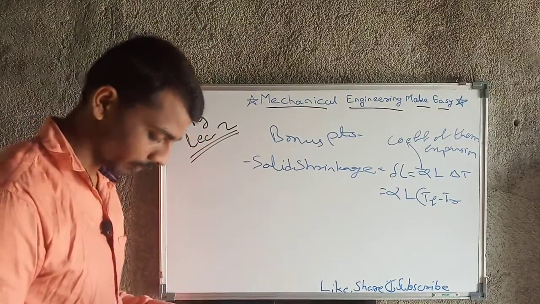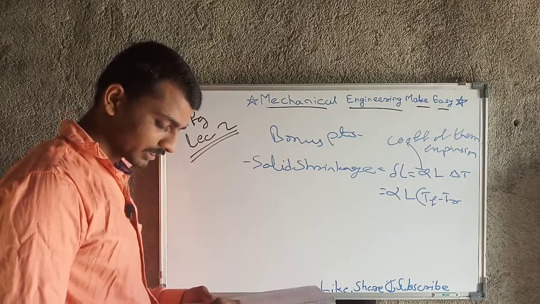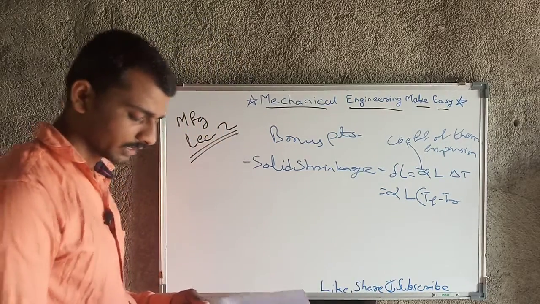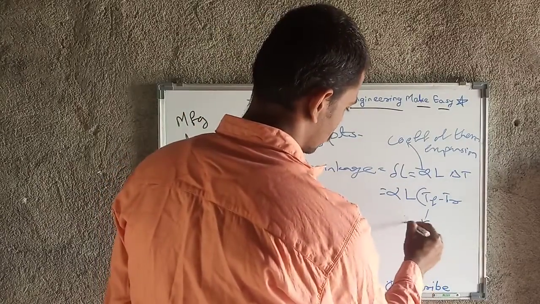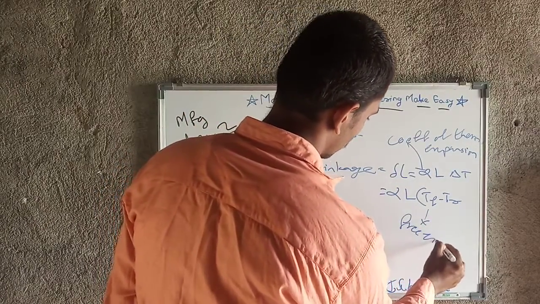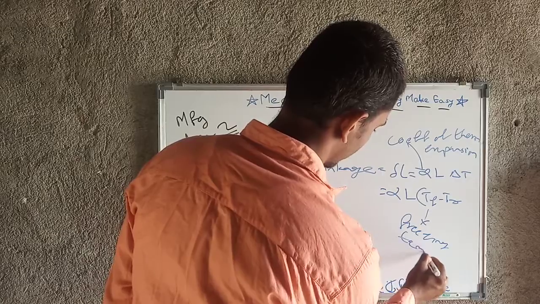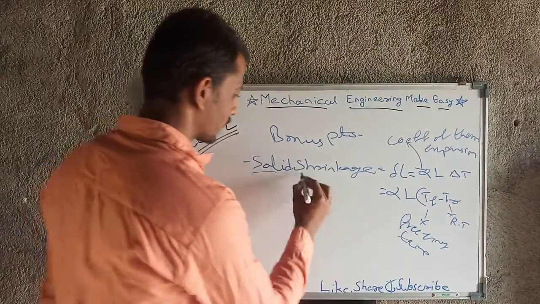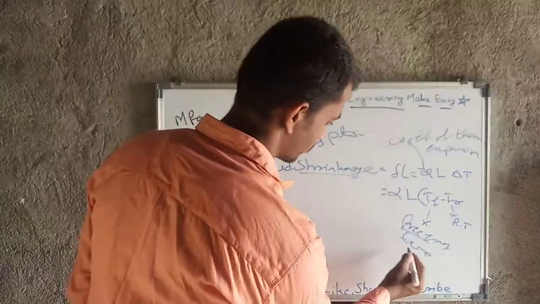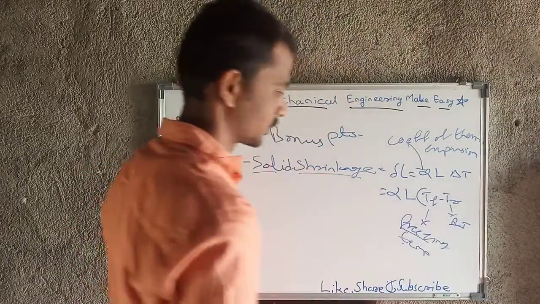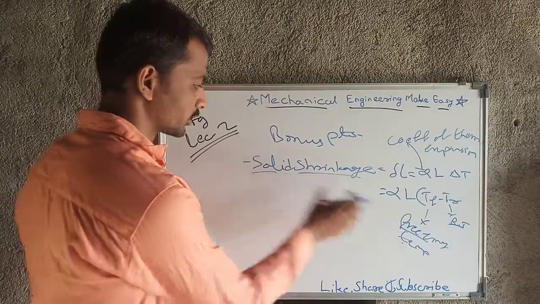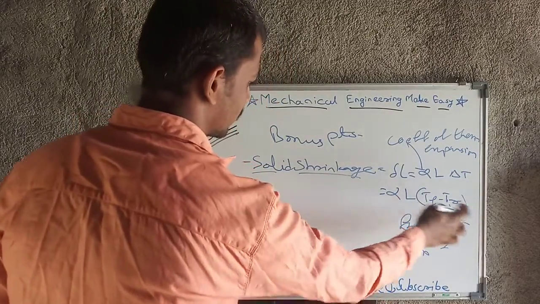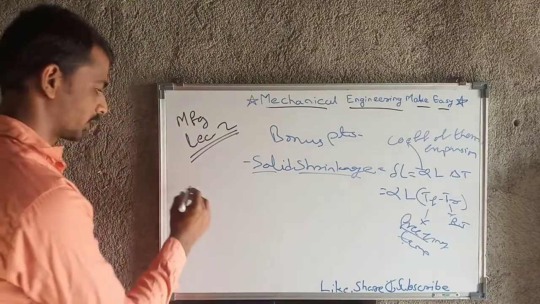thermal expansion. Then L means length, and delta T means temperature difference, that is, freezing temperature and room temperature. Since we are considering solid shrinkage, we subtract room temperature from freezing temperature. So only solid shrinkage is considered, that's why Tf minus Tr, and alpha L (Tf minus Tr) is the formula of solid shrinkage.